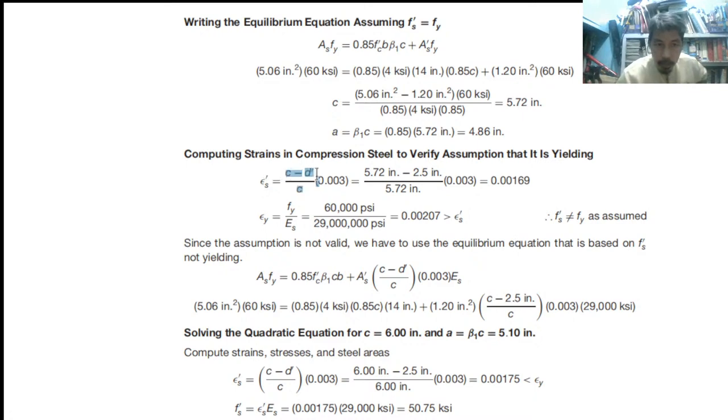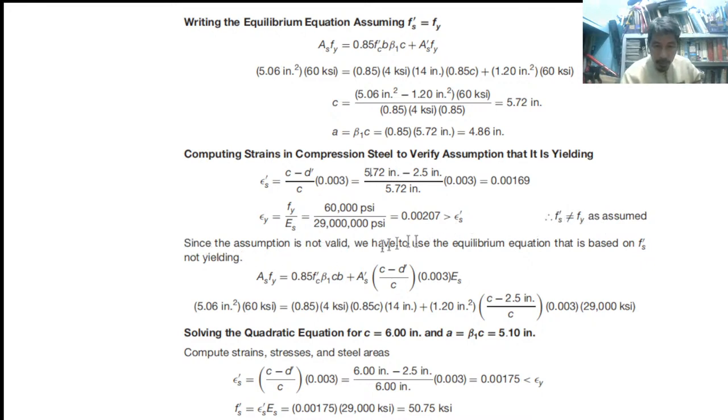Using this ratio in proportion formula, okay, so ratio in proportion. ES prime is 2.003 as C minus D prime is to C. So that is the ratio in proportion. So we have 0.00169. And this is what? Greater. Okay? So ES prime is less than 0.0027. This is the yielding value of strain. So therefore, the compression side of steel did not yield.